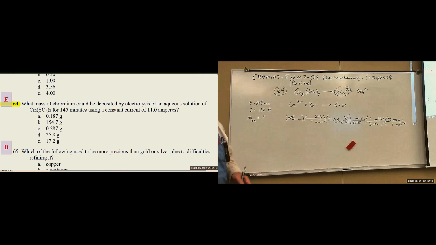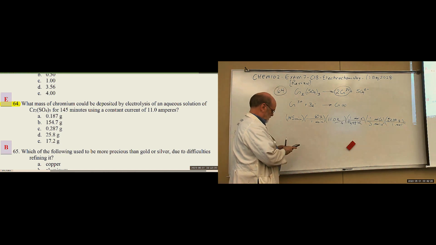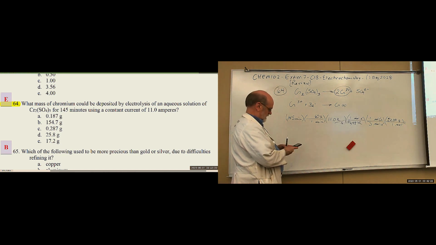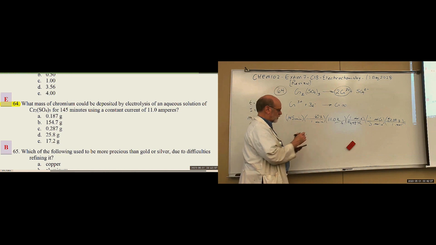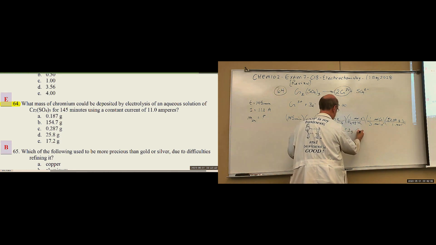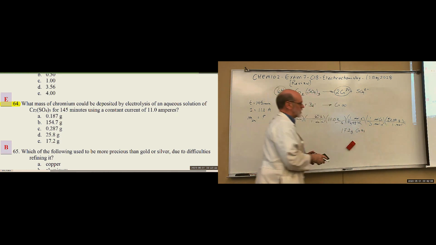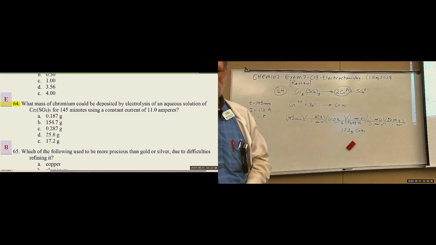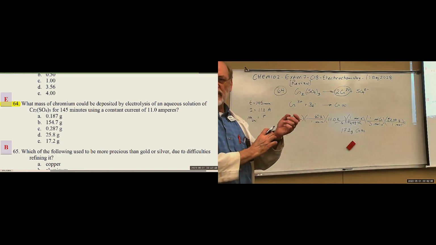We can do it all in one calculation. Dimensional analysis. 145 times 60 times 11 divided by 96,485 divided by 3 times 52. And I get 17.2 grams of chromium metal are plated onto that object, whatever it is. Let's say it's a bumper.